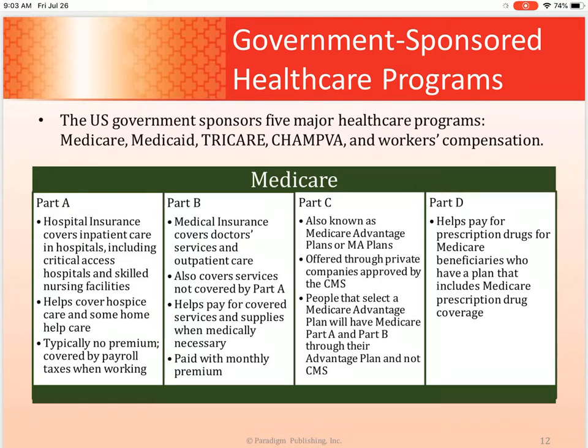Part B is your medical insurance, and it helps cover doctor services and outpatient care. It also covers other medical services that Part A doesn't cover, such as physical and occupational therapists and some home health care. Part B helps pay for covered services and supplies when they're medically necessary, and most people pay a monthly premium for Part B services. So Part A is going to cover you if you get sick and have to go into the hospital. Part B is going to cover you if you have to have a visit to your physician because you've got a cold or you might need some light physical therapy.